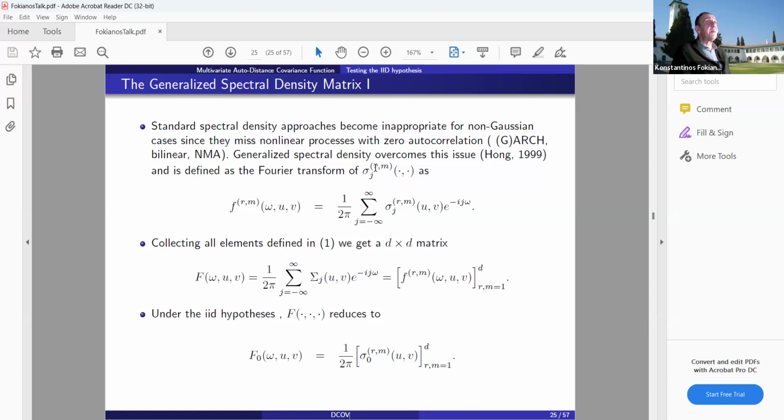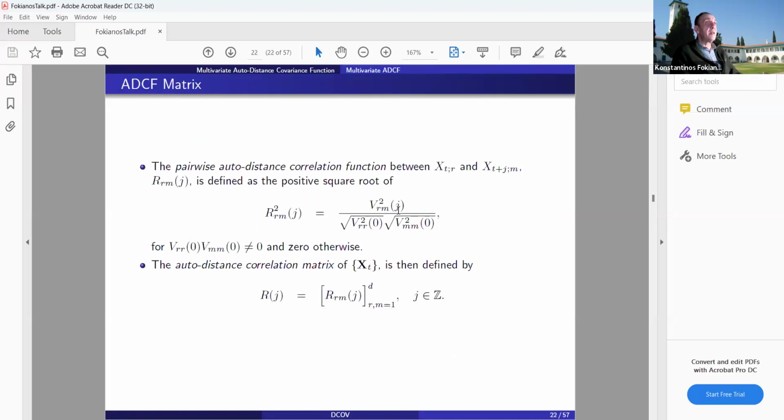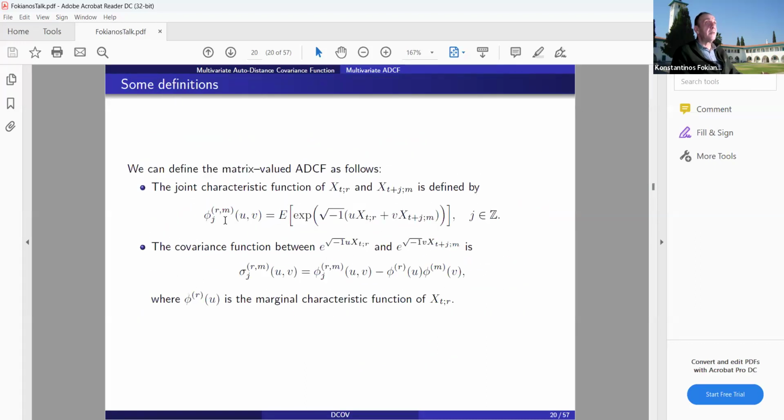The standard spectral density approach becomes inappropriate for non-Gaussian cases because, as I said, it misses all these nonlinear processes with zero autocorrelation, the GARCH, the nonlinear moving average. So the idea is to do this generalized spectral density. You take these autocovariances, which, if you remember, are the covariance between these. I will just show it again. This one, okay? So these are like covariances.